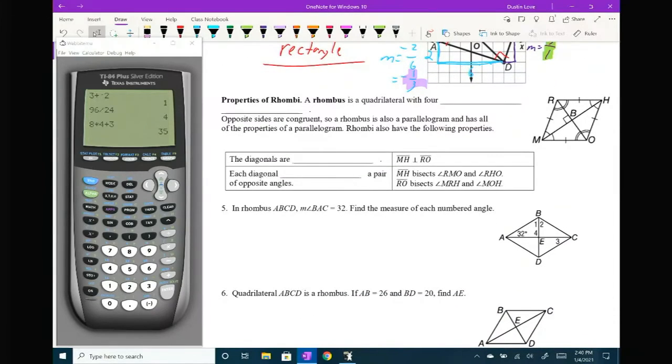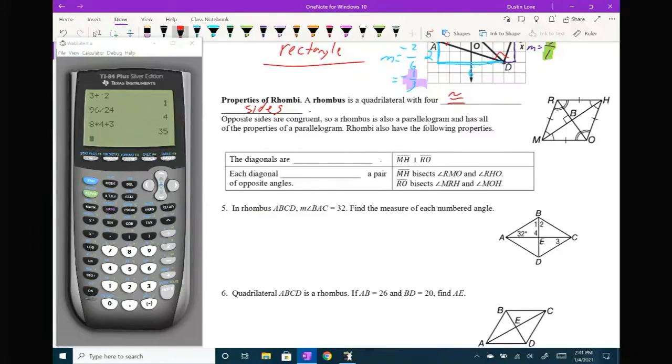Okay, properties of rhombi. A rhombus is a quadrilateral with 4 congruent sides. Now, a rhombus is also a parallelogram, so all those properties apply. Opposite sides are congruent, opposite angles are congruent, all the ones we did before. Now, except the rectangle properties. Rectangle properties do not apply here.